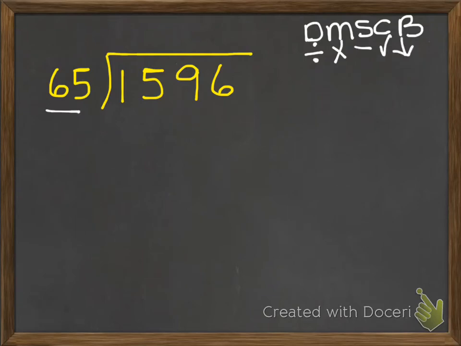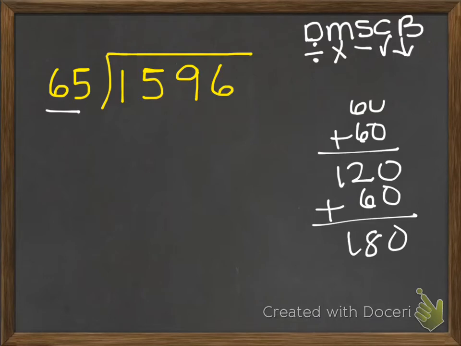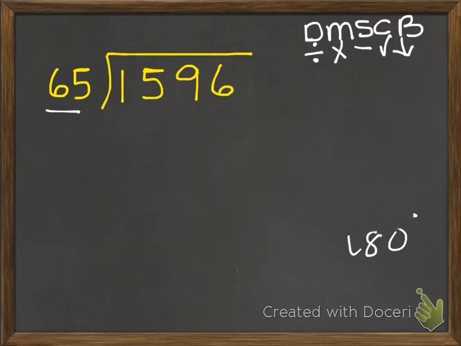Alright, so 65 will not go into 1 or 15, but it will go into 159. So if you think 60 plus 60 is 120, that's close to 159. If I do one more, that's over. So I am going to stick with 2 on this part.